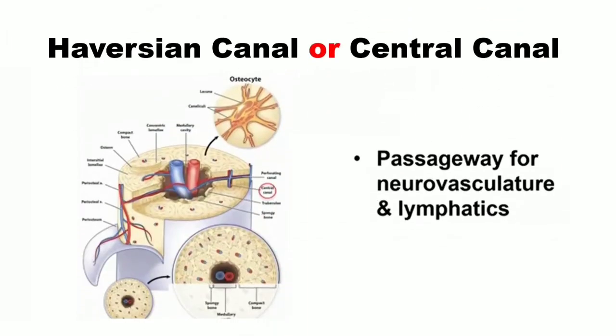The next is the Haversian canal, which is also called the central canal. Here you can see the blue and red lines in the center of the concentric lamellae. That is nothing but the Haversian canal. It is the passageway for the neurovascular and lymphatic systems.